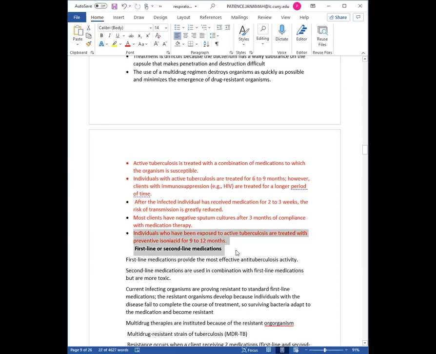Individuals who have been exposed to active tuberculosis are treated with preventative isoniazid for 9 to 12 months. So these are people that have been exposed, like Clementina was asking.